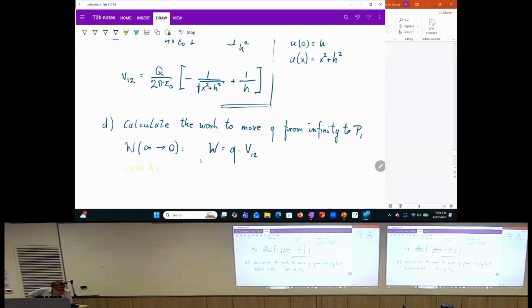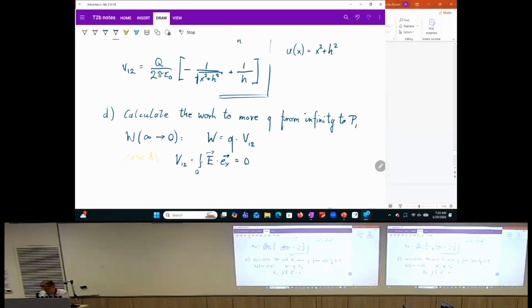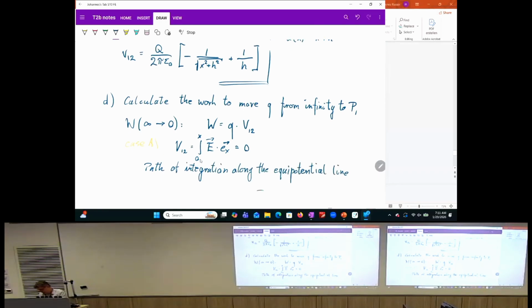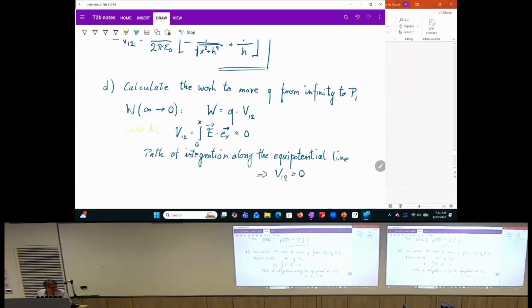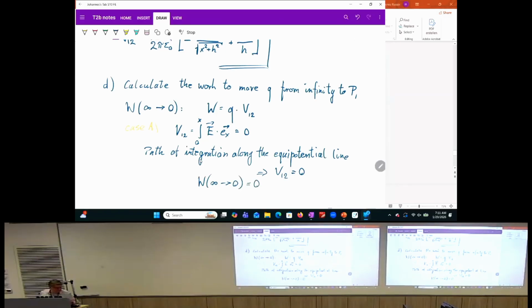For case A, we have the case that as we move from the origin point to any point x, so that x could be also infinity, the path of integration is along the equipotential line. And for that reason, our voltage here is 0. And accordingly, our energy is also 0 here. And how does it look for equal charges?